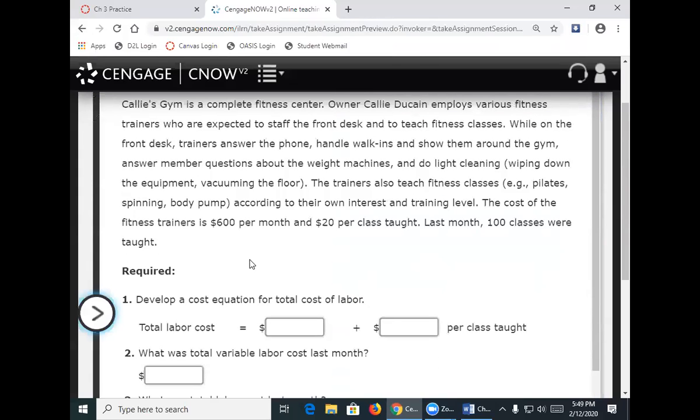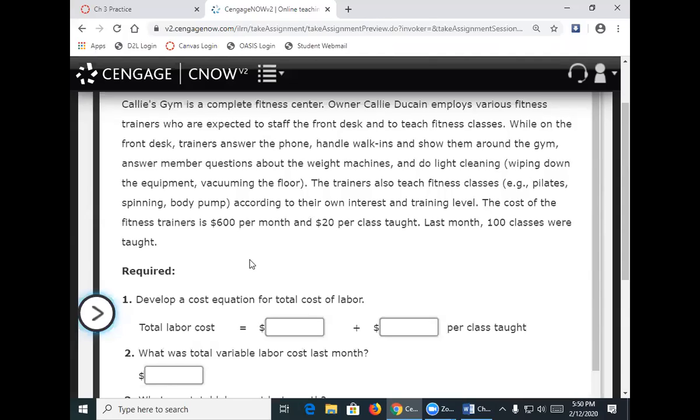So it's kind of wordy, but it's really not too bad. So it says, Callie's Gym is a complete fitness center. Owner Callie employs various fitness trainers who are expected to staff the front desk and to teach fitness classes. While on the front desk, trainers answer the phones, handle walk-ins and show them around the gym, answer member questions, do light cleaning, and then the trainers also teach fitness classes according to their own interest and training level. So the cost of fitness trainers is $600 per month, and then an additional $20 per class taught. Last month, 100 classes were taught.